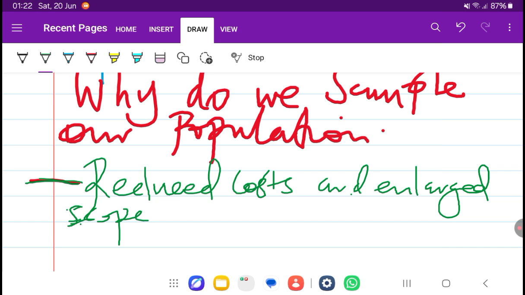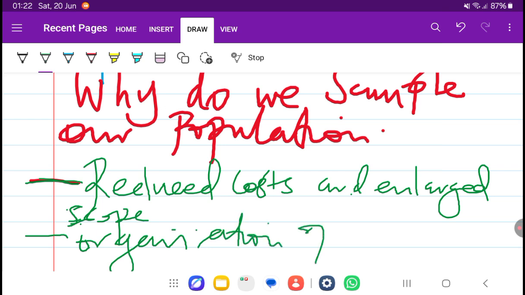The other aspect is organization of work.